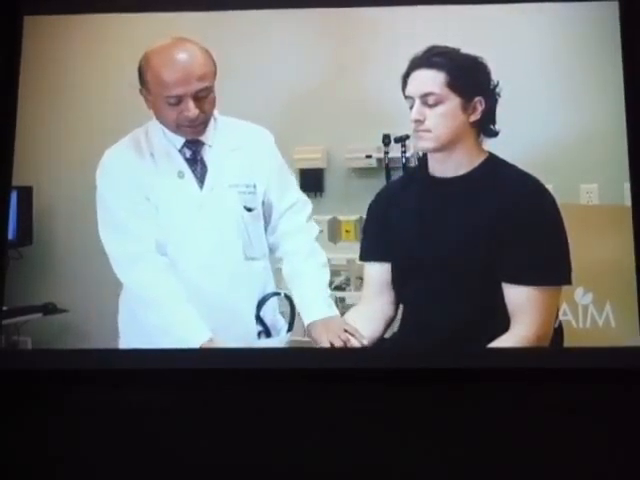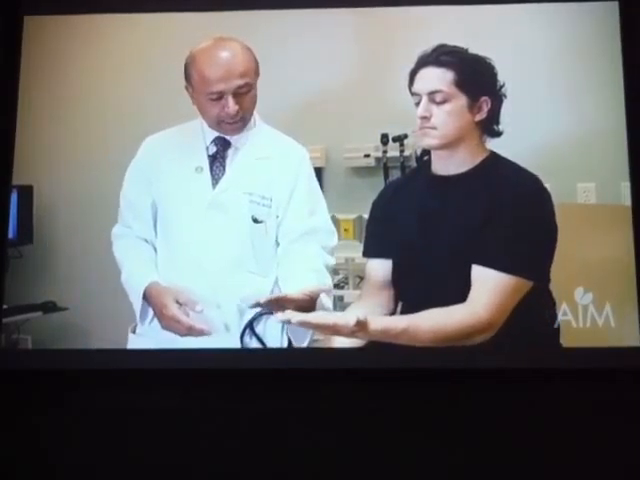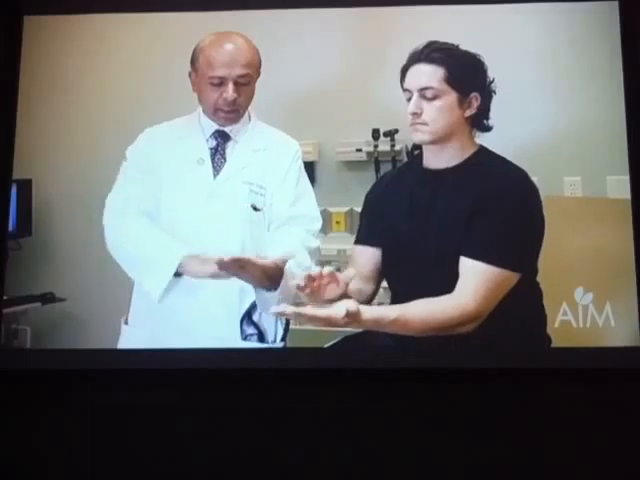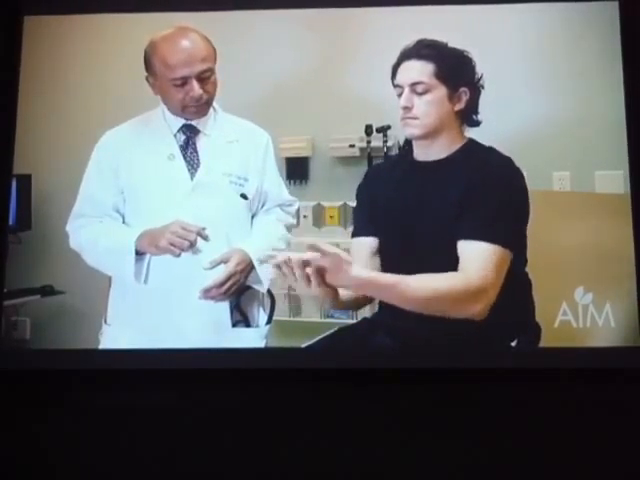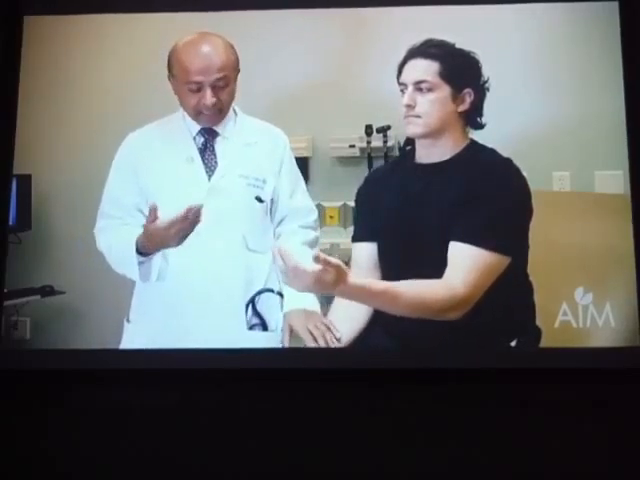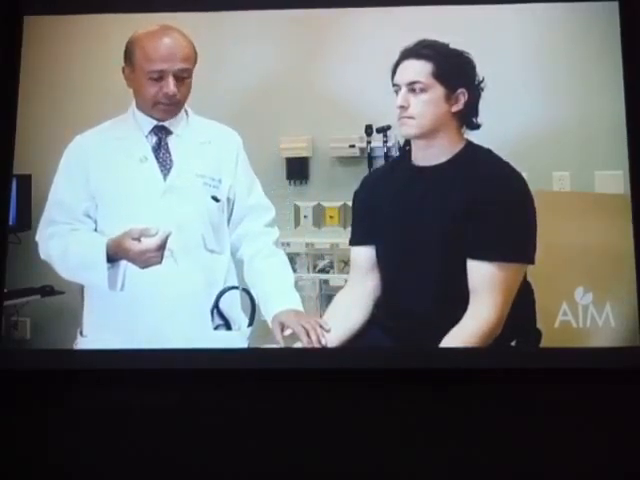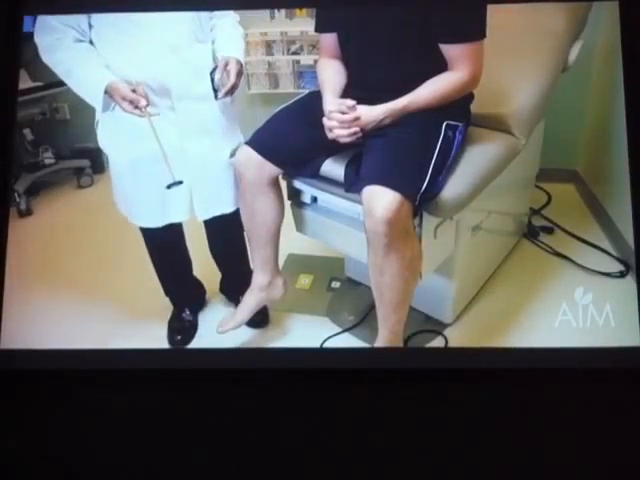I'm now going to test for rapid alternating movements. So if you can put one hand out like so, and with your other hand, do this as quickly as you can. And this phenomenon, if it's abnormal, is called dysdiadochokinesia.